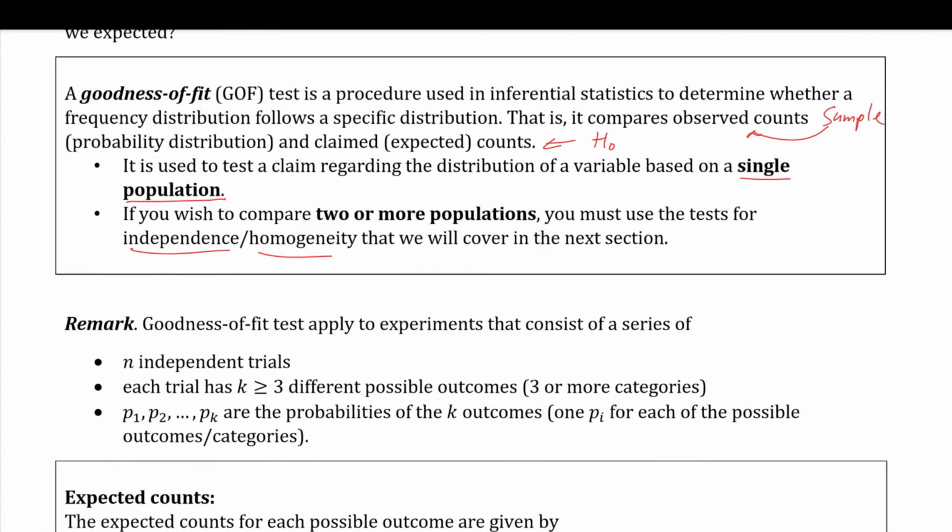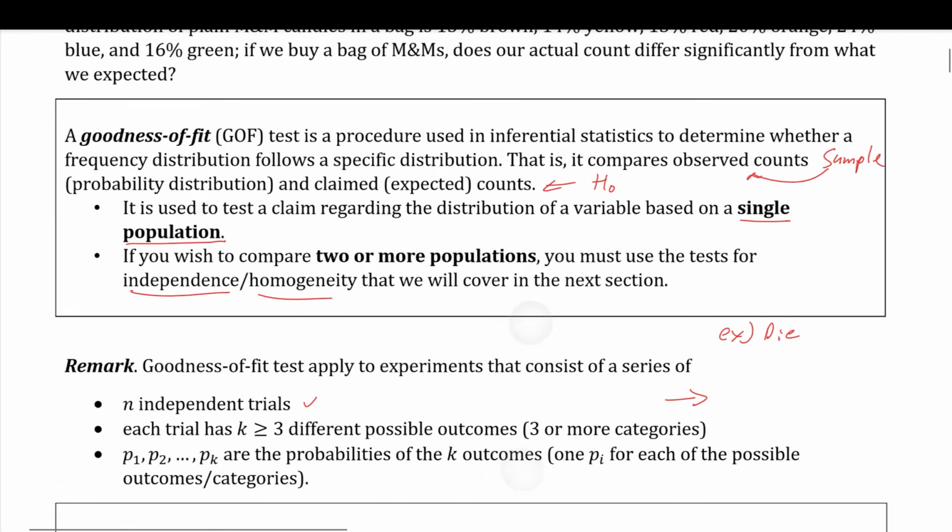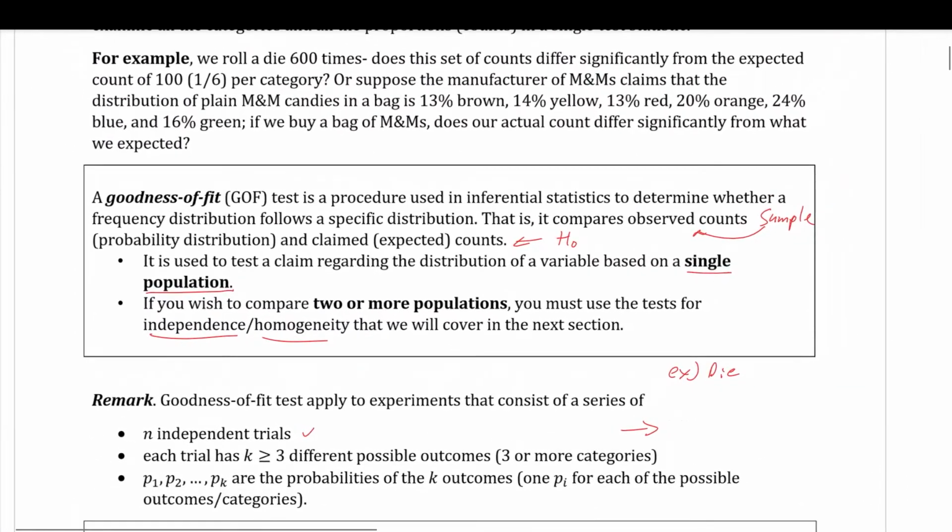A few remarks here. Goodness of fit tests apply to experiments that consist of a series of n independent trials. So let's think of our die example. In our case, this would lead to the number of trials. Well, we roll that die, if you look back up there, 600 times. So n equals 600 times that we roll it.